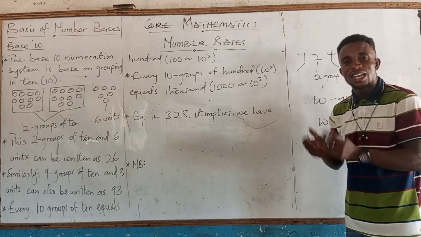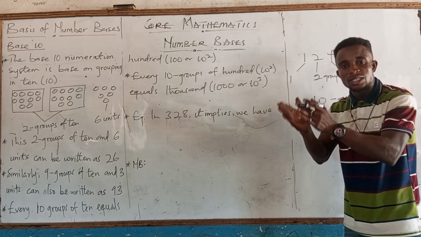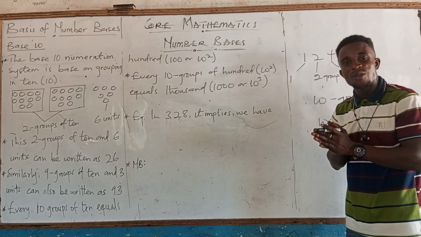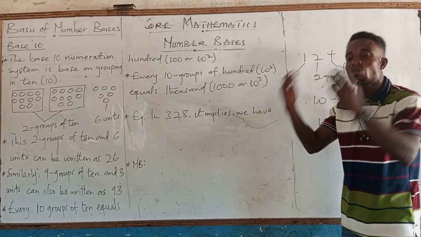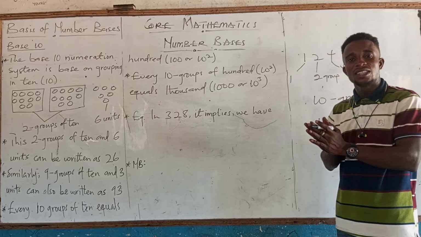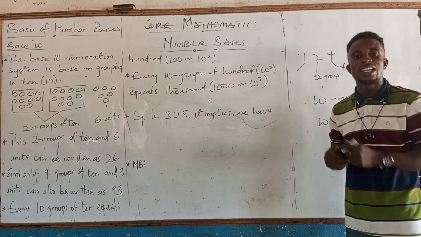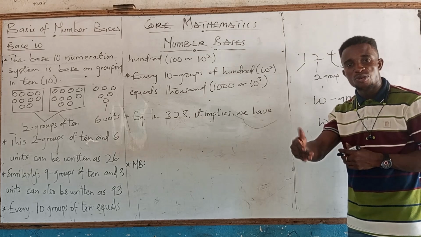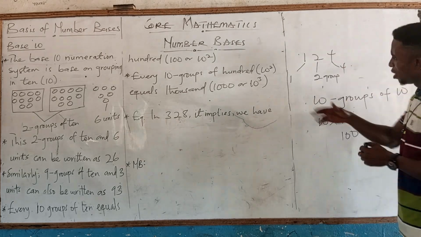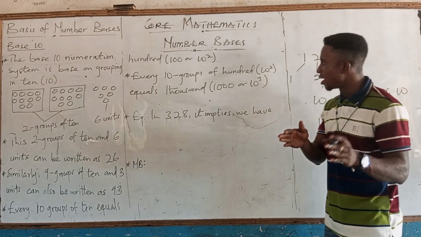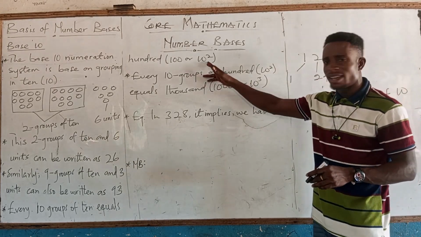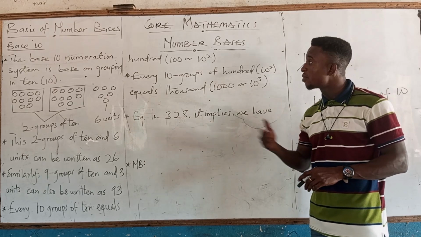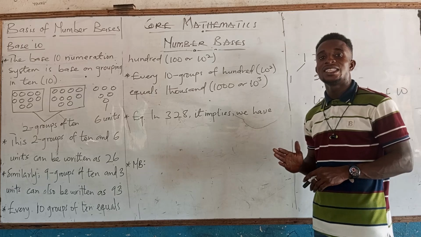When the 100s get to 10 groups, then that one proceeds to another 10, which is 1,000. And when 1,000 gets to 10 sets or 10 groups, that one proceeds to 10,000. Are we getting that? So now you can critically see that here we are having 10 with an increasing power, or 10 with an increasing exponent. Please, are we getting that?